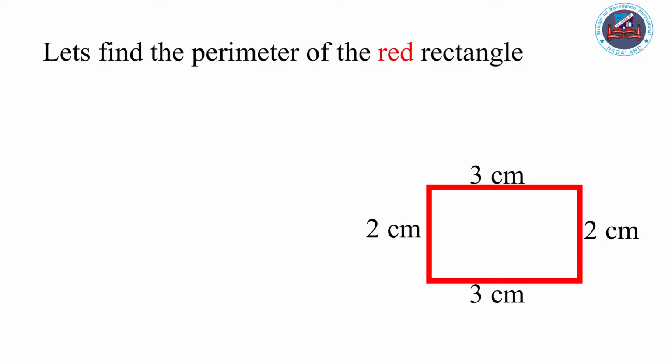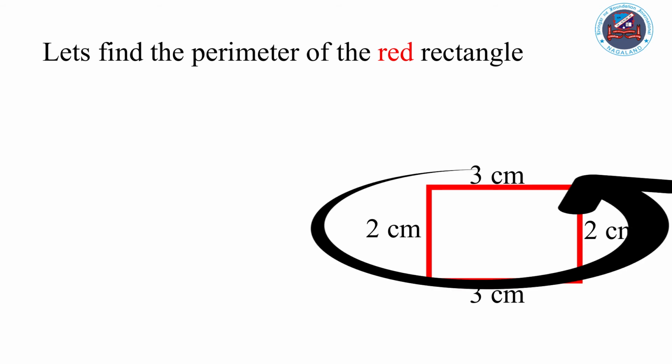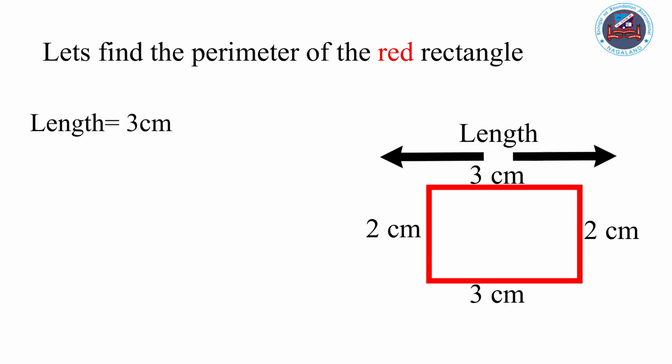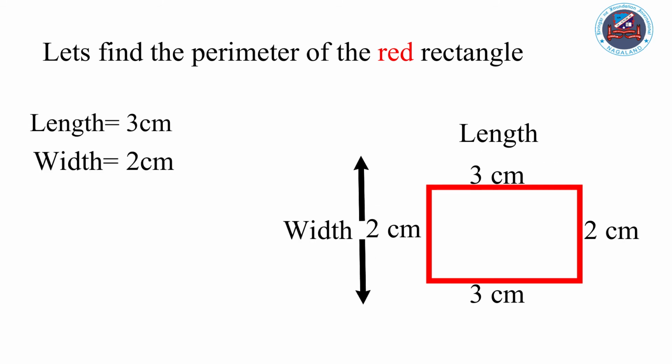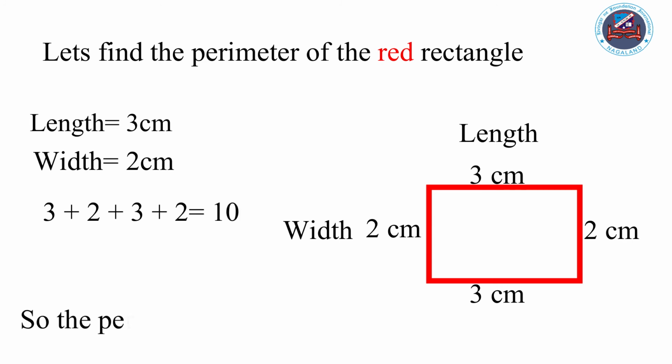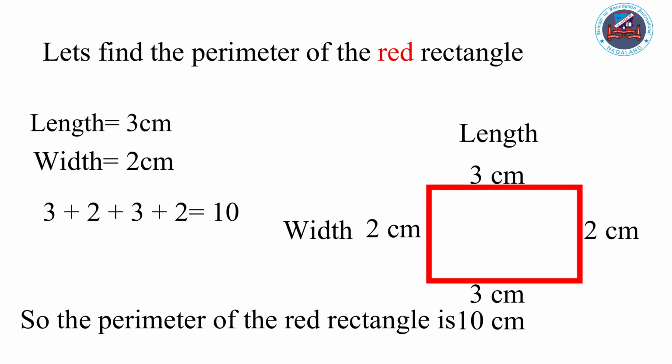Let's find the perimeter of the red rectangle. Remember, we find the perimeter by adding all of the sides together. Here, the length, that is the longer side of the red rectangle, is given as 3 cm, and the shorter side's width is 2 cm. So we add up all these numbers to get the perimeter of the red rectangle. 3 plus 2 plus 3 plus 2, that is 10 centimeters. So the perimeter of the red rectangle is 10 centimeters.